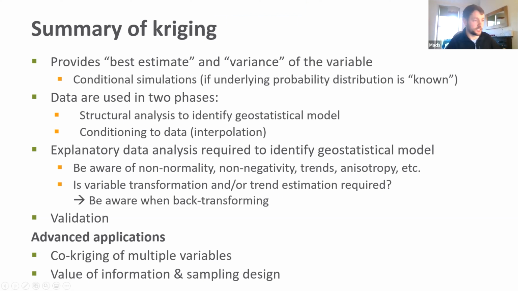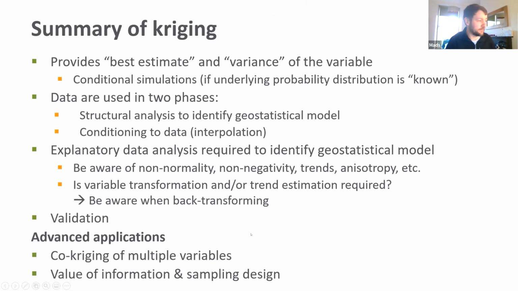Then, as I showed, the trends are important to consider. You can consider an anisotropy in your variable as well. And then there's a whole aspect of whether you need to remove trend or do a transformation of your variable. If you do that, you just have to be aware of this when you do your back transformation to the original variable. And then finally, validation is important.